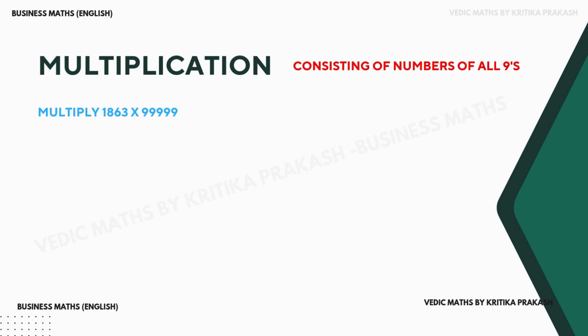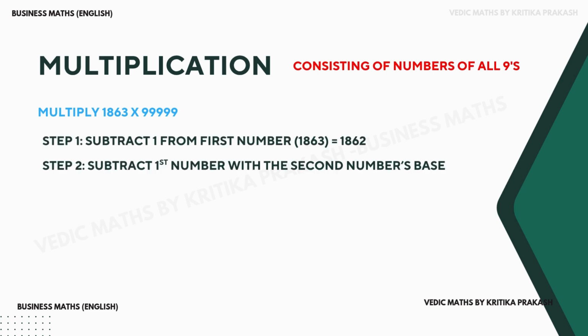Let's consider the second question. Here we are having 5 times 9 on the right, and on the left side we are having 1863. So 1863 minus 1 is 1862. Then 5 times 9 means 5 times 10, which is forming the second number base value, minus 1863, which would give us the value 8137. So combining the values from step 1 and step 2, step 1 value is 1862, which would be placed on the left, and 8137, which would be placed on the right.